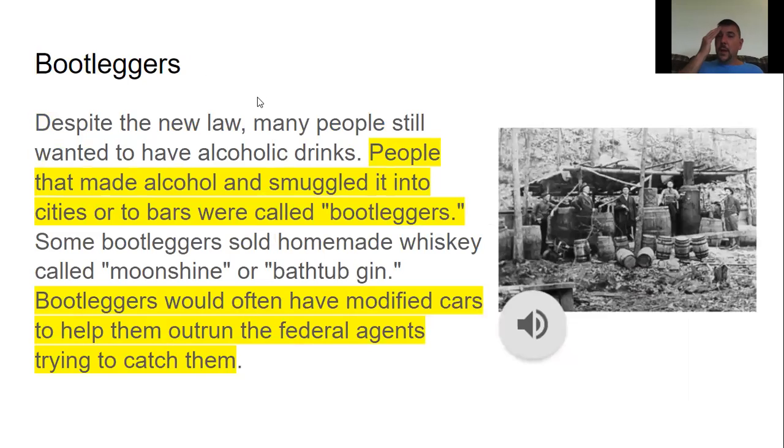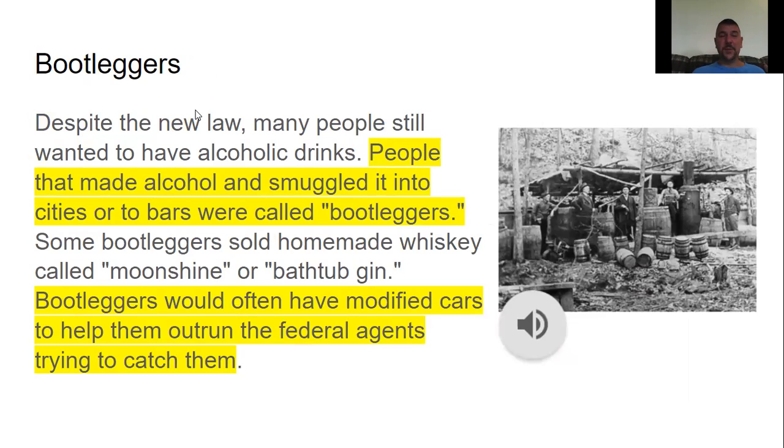So when they made everything illegal, people said, you know what? We're going to get our alcohol anyway, one way or another. And all kinds of things came about. You had bootleggers. You had places where they would go drink anyway. Then organized crime came about because of this.